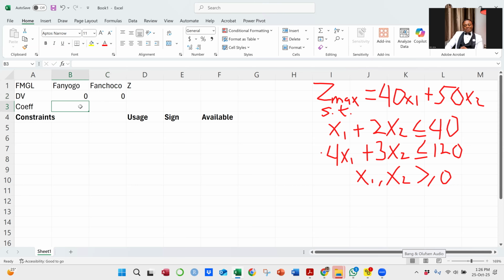Then under the coefficient for Fine Yogo, if you look on the right here, you see that it is 40. So write 40. And under Fine Choco, you know the coefficient is 50, so write 50. And then move to the Z column. You can highlight it yellow like I've done, and that is going to be a formula we're about to write. But before we write that formula, under the constraint, label the labor constraint, call it labor. And then under that, label the milk constraint and call it milk.